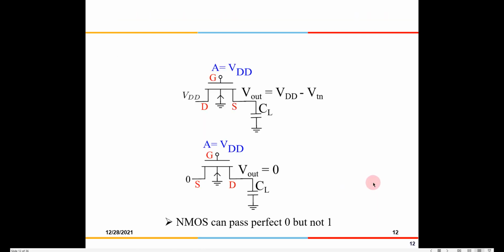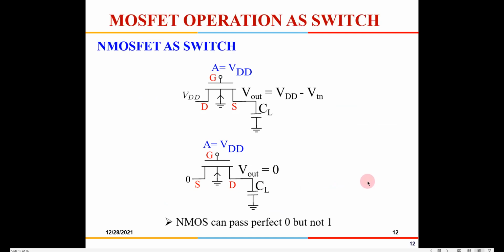Okay, so now the MOSFET as a switch. We'll use only the NMOSFET generally to switch zeros, and we don't use it to transmit one. The reason is explained here. Suppose this is a VDD out here. We are going to use the NMOSFET as a switch out here. I am giving VDD here.